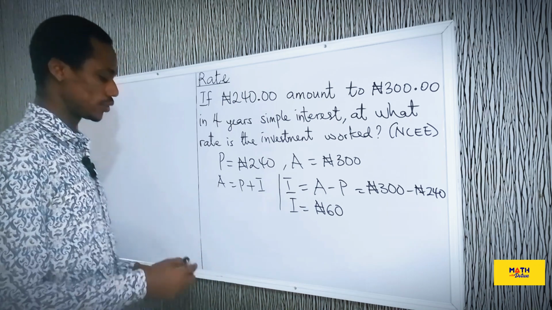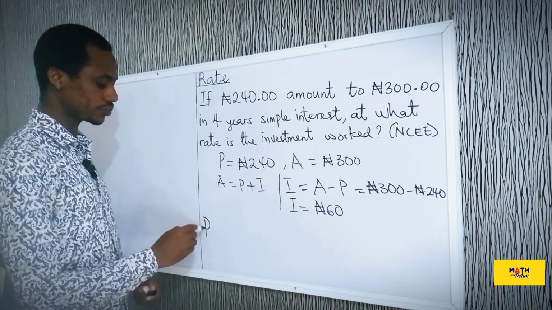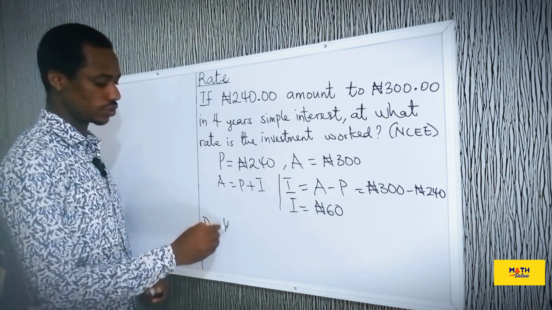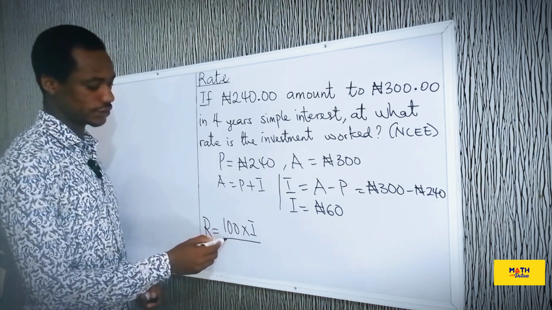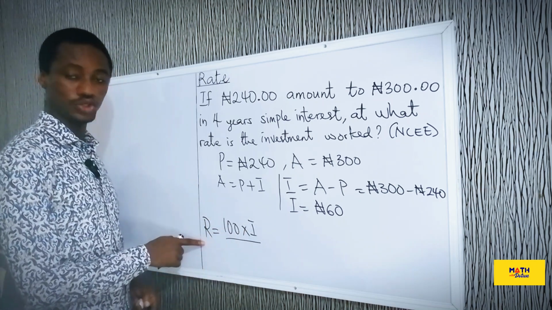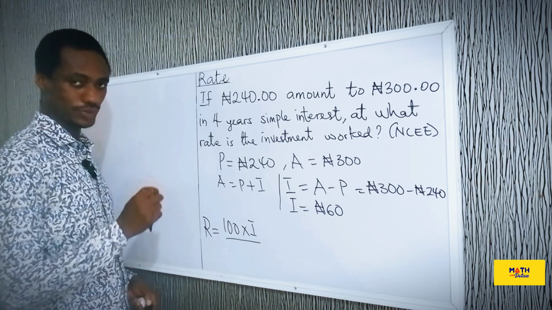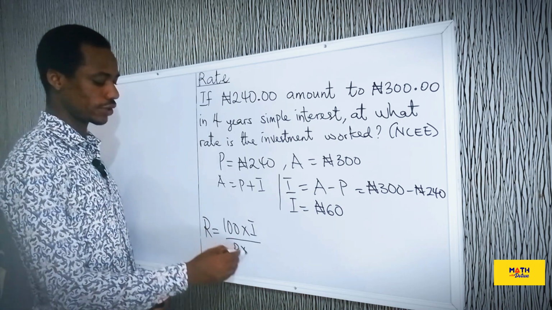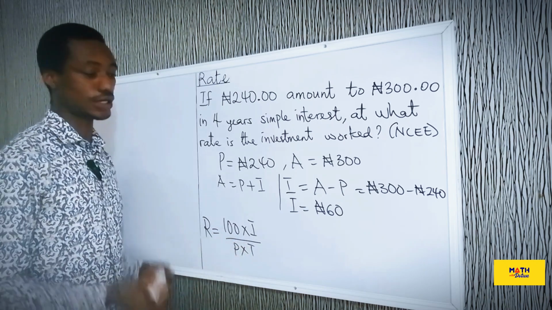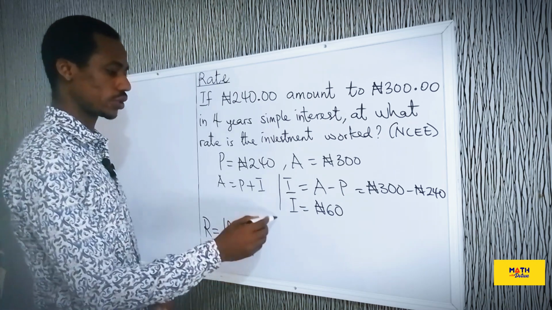To calculate our rate, we know that we're going to multiply the interest by 100 and then divide by the remaining two. You know there are three: principal, rate, and time. So we divide by the product of the other two, that's principal and time. Okay, so we're going to do that.